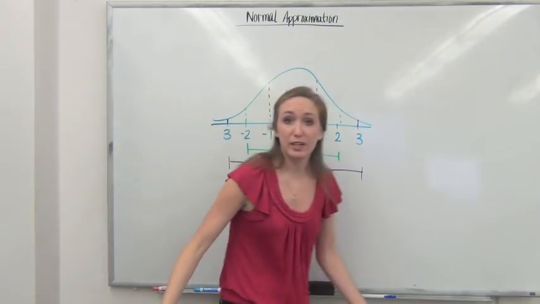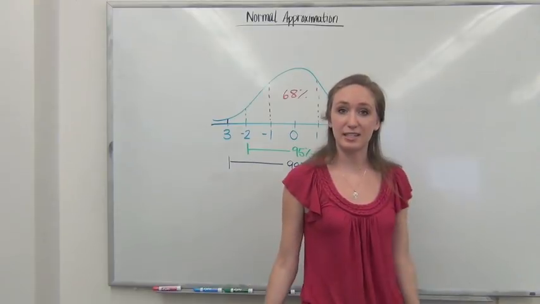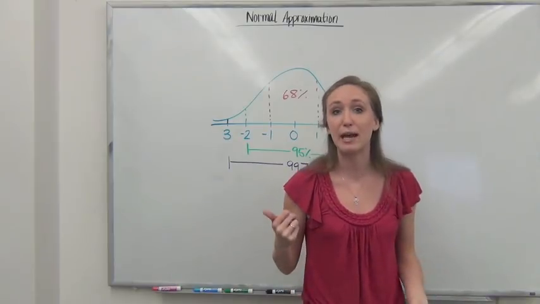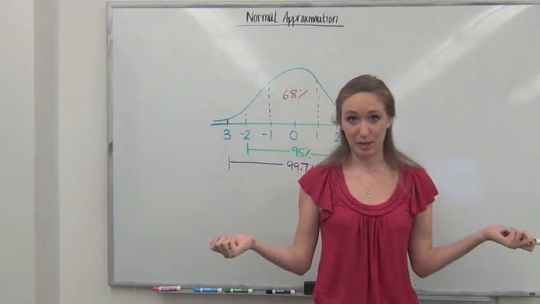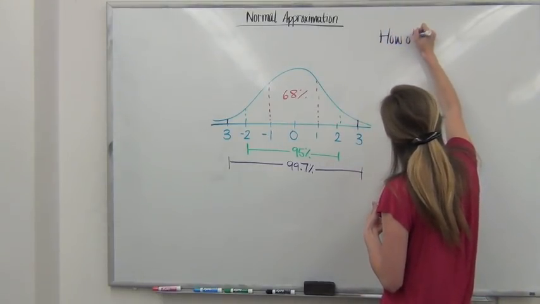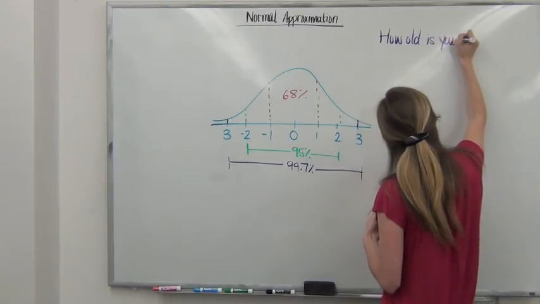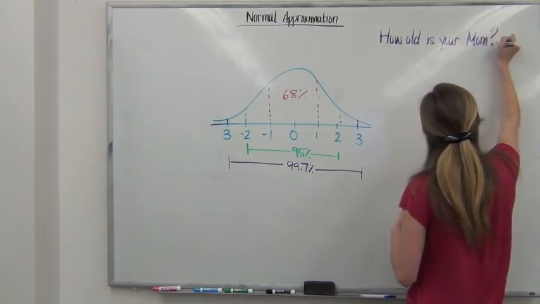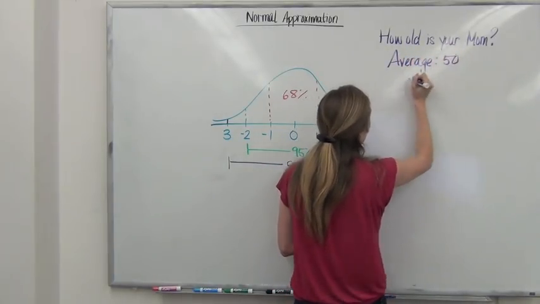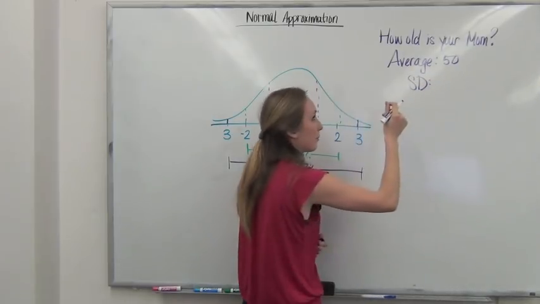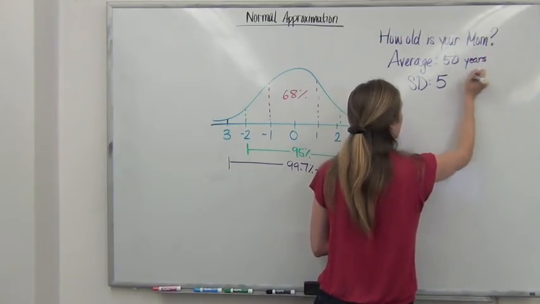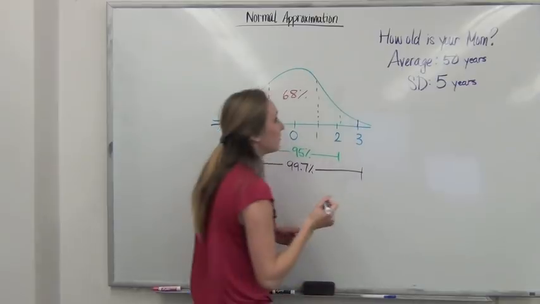So, we could talk about this till I'm blue in the face, but there's nothing that's going to show this to you like an example. So let's use some data that we collected from our very own survey. We asked you to tell us how old your mother is. Based on that, we were able to come up with some statistics. So how old is your mom? We found that the average age was about 50, with a standard deviation, meaning the numbers typically deviated from the average, of 5 years. So 50 years old with a standard deviation of 5 years.